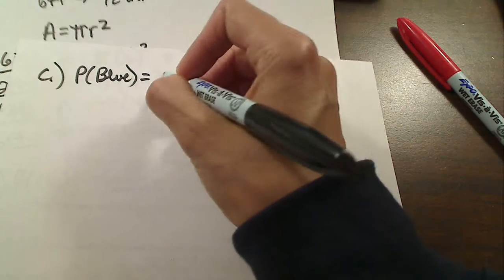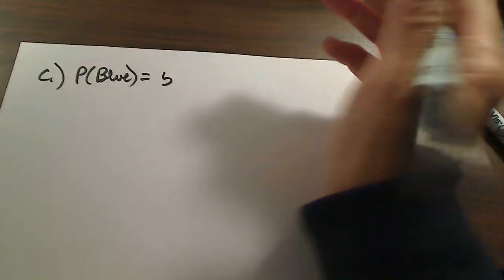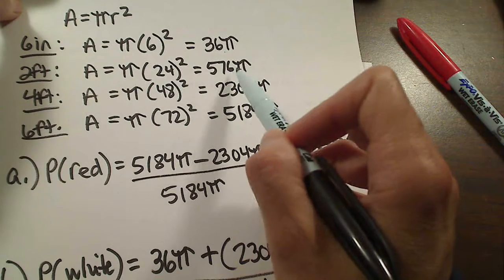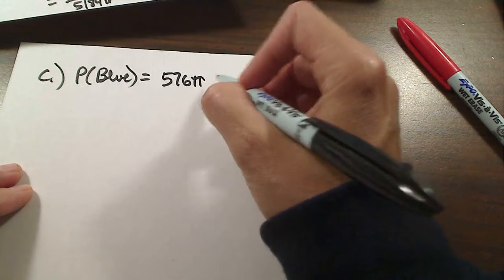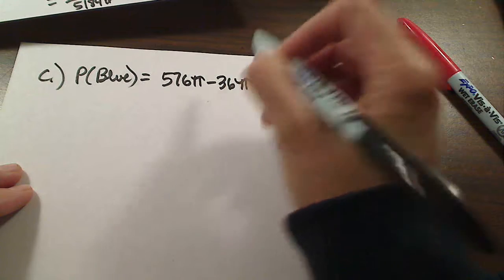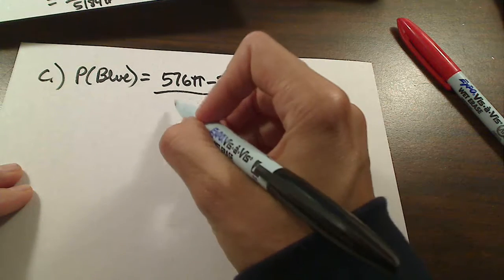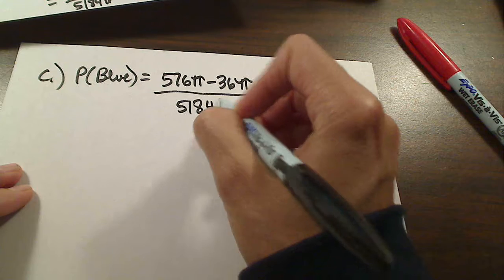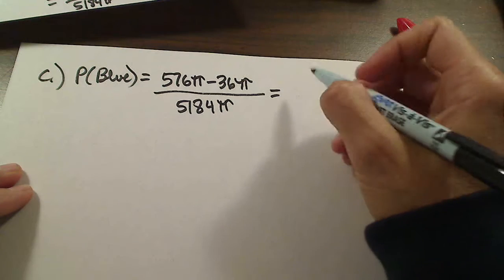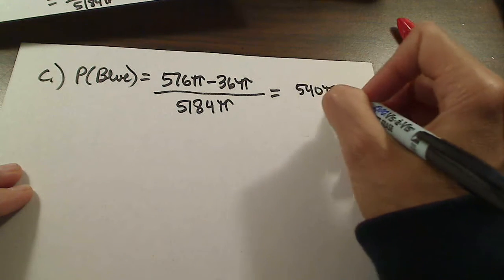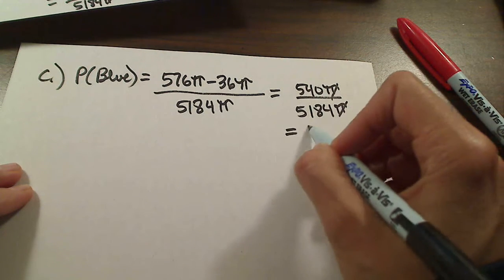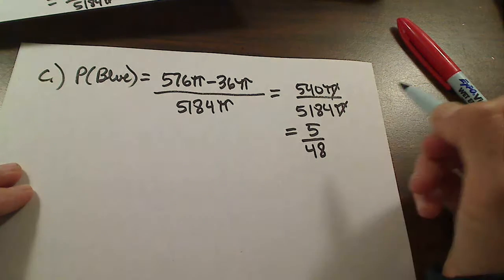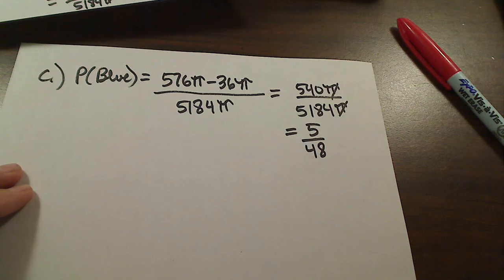So the desired is our 576 number, and then we're going to subtract our 36 pi number. That's our top, and the bottom is again the total. When we do that calculation, we get 540 pi over the 5184 pi. Pi's cancel, and this reduces to 5 over 48. Okay, so that's it in that problem.